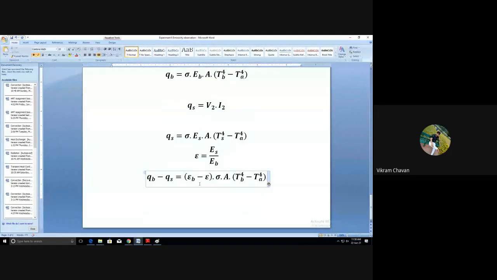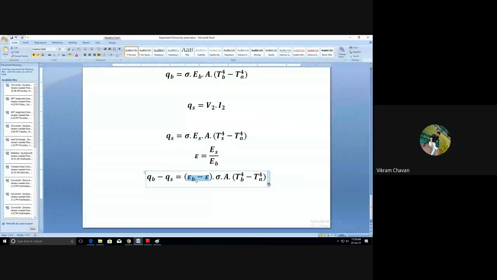So how to use this formula? Now in this particular formula, after observation also, we are having two unknowns, that is nothing but emissive power of a black body and emissive power of a gray body, that is E suffix B and eta. E suffix B is the emissive power of a black body and eta is the emissive power of a gray body.